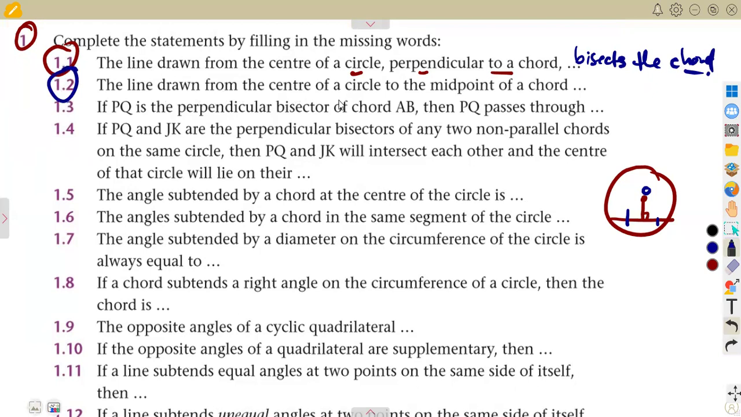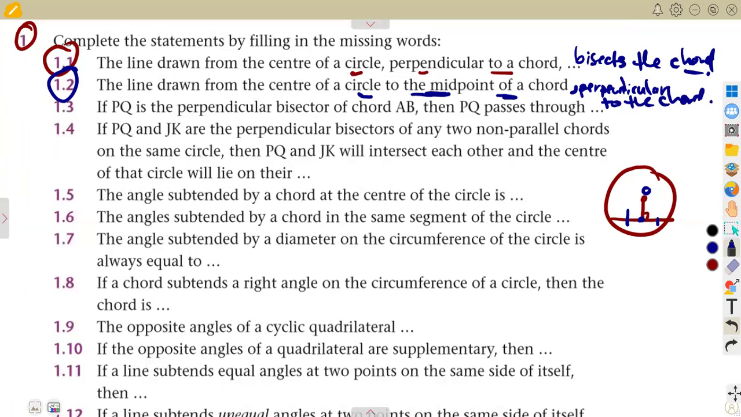The line drawn from the center of a circle to the midpoint of the chord. Now it is to the midpoint, like this one. When it is to the midpoint, what is going to happen? It's perpendicular to the chord. It's the reverse of what we have on this one. It bisects, so it's at the midpoint, meaning it's perpendicular to the chord. They are just repeating the same theorem. So it's perpendicular to the chord.